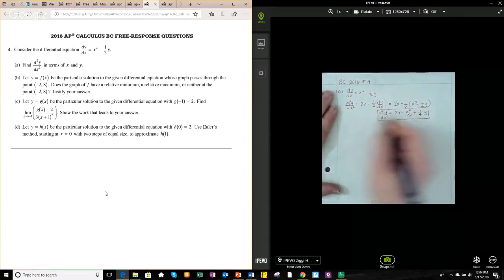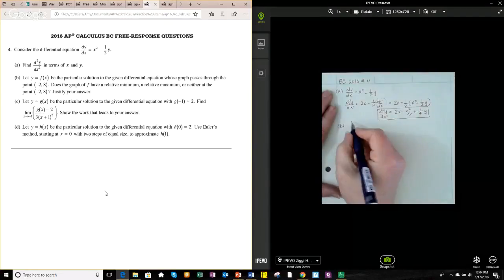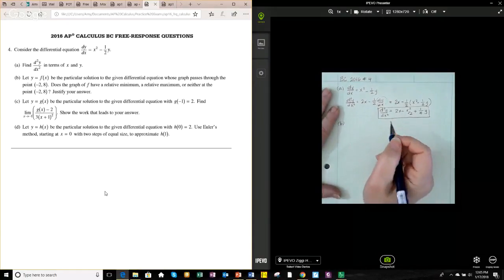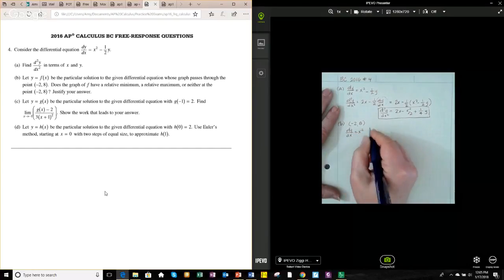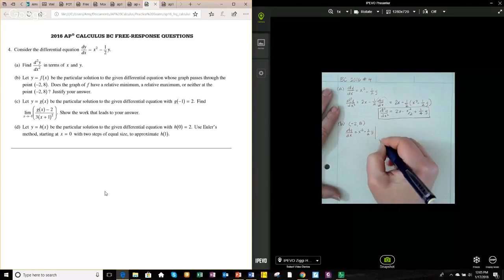Nice. All right, part B states, let y equal the particular solution to the given differential equation whose graph passes through the point (-2, 8). Does the graph have a minimum, maximum, or neither at the point (-2, 8)? All right, well, in order to know about minimums and maximums, it has to be a critical point. So I'm going to say (-2, 8) is my point. And I'm going to find out what the derivative equals, which is x squared minus 1/2 y, when x equals -2 and y equals 8.